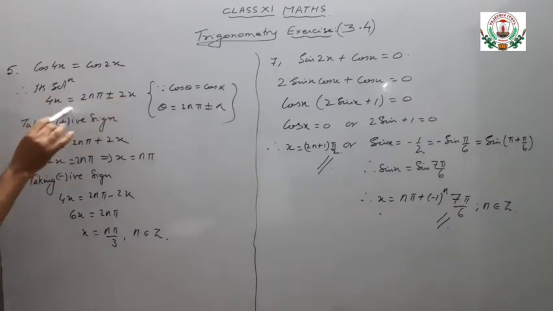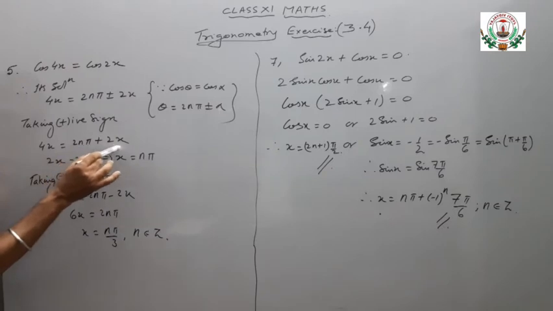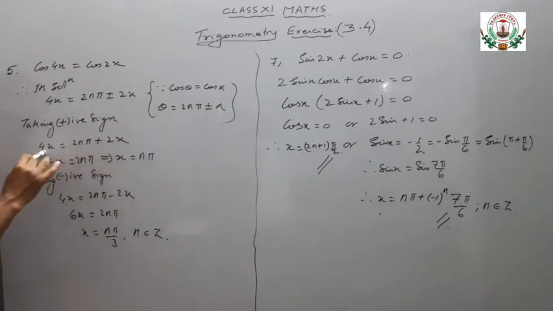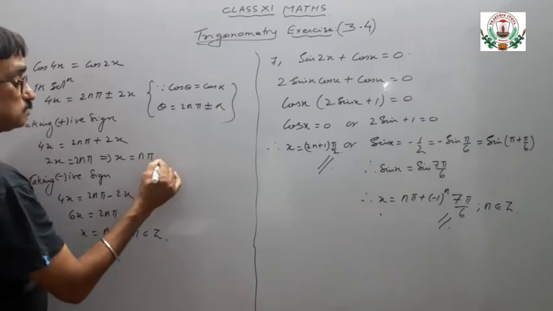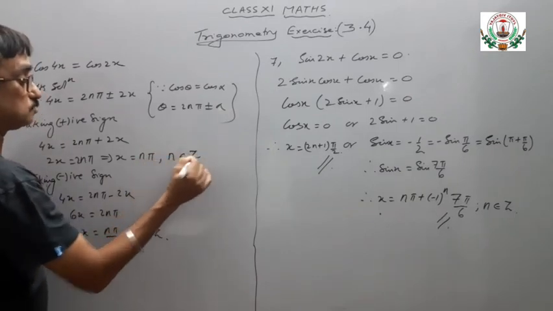Taking the positive sign, 4x equals 2n pi plus 2x. Transposing, 4x minus 2x, 2x equals 2n pi. So x will equal, the 2 and 2 will cancel out, n pi, where we can say that n belongs to the integers.